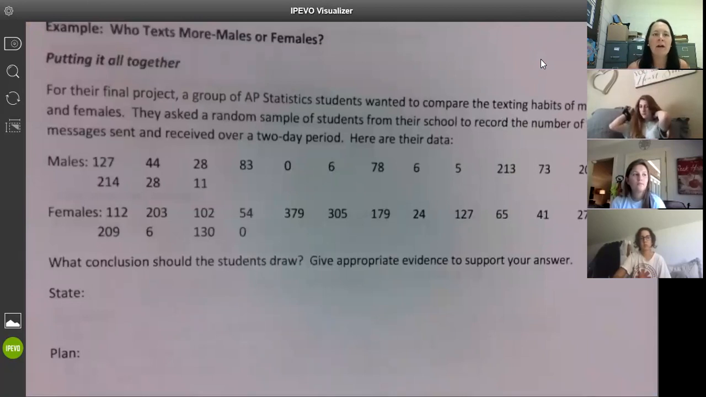So it says for their final project, a group of AP students wanted to compare the texting habits of males and females. They asked a random sample of students from their school to record the number of text messages sent and received over a 2-day period. So here's their data. What conclusion should the students draw? Give appropriate evidence to support your answer. So we're going to state, what did they ask us to do?